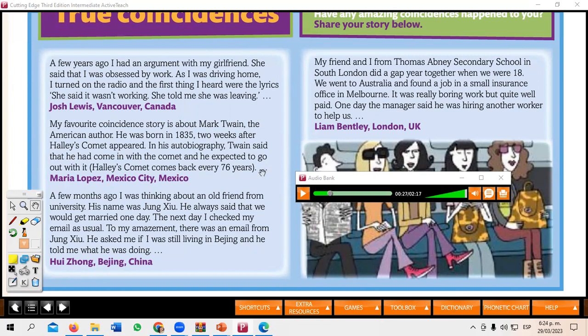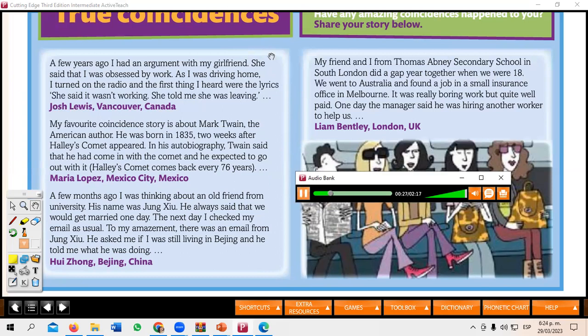¿Cómo creen que termina esa historia? Si el autor dijo que él había venido con el cometa y que esperaba irse con el cometa también. What do you think will happen in the story at the end? He died when the comet comes back. All right. Yeah, maybe. Let's listen to check.